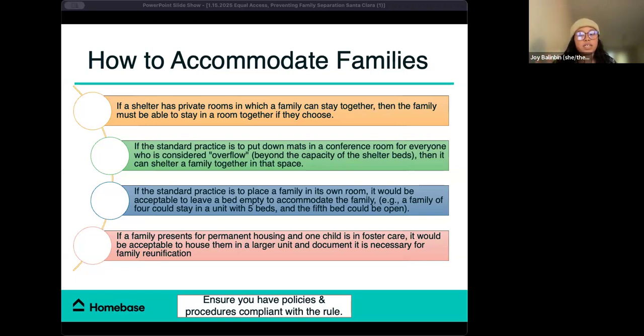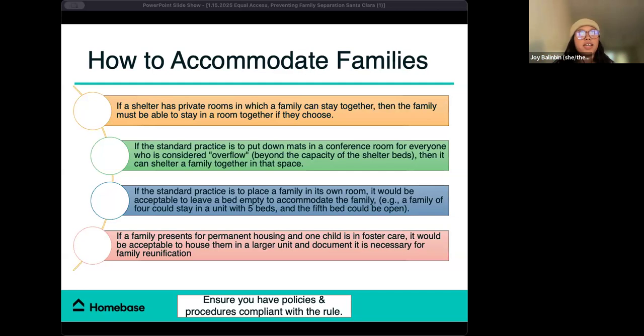And also just to say that implementing equal access doesn't mean a shelter has to build new facilities, right? We know that there are certain constraints around time and funding that folks have, but it does mean that they should work with the facilities they have to see what kinds of accommodations could be possible. I think that is it for the family separation section.